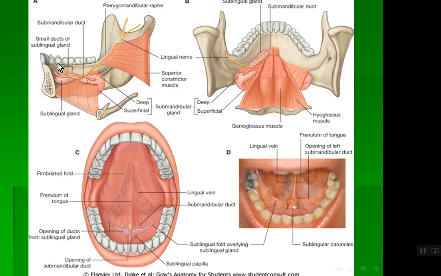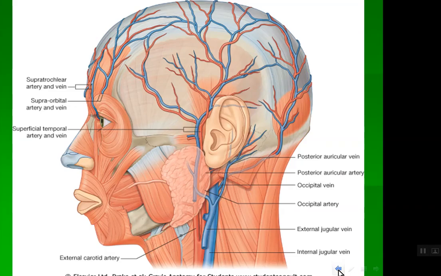You can see the location of the ducts and their papillae for secretion of these glands, and you can see the position of the submandibular gland, because it has two parts. One of them is a deep portion, and the other is a surface or superficial portion. And this is the location and position of the parotid gland.